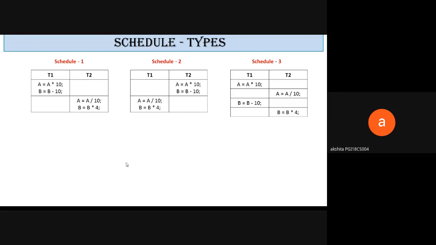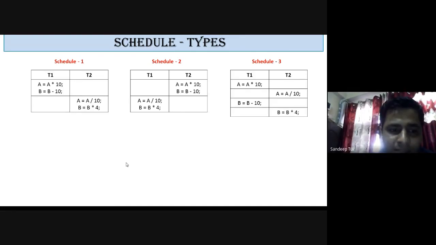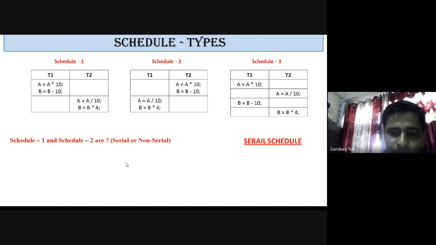Now let me clear once again. You are able to see that T1 is executing completely and after that only T2 is starting. That's why it is a serial schedule. All the statements occurring in T1 are executed first. Once T1 commits or ends, then T2 starts. Then all the statements of T2 will commit. That's why it is called a serial schedule. So T1 is executing, then T2 is executing.